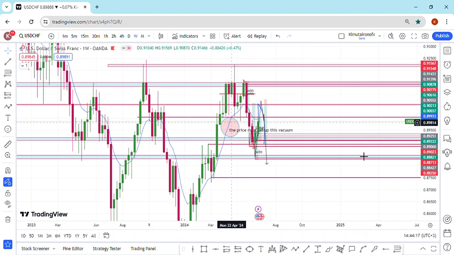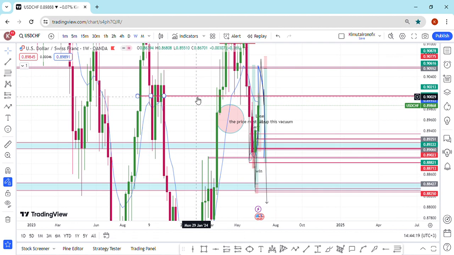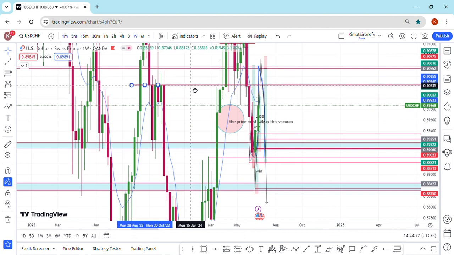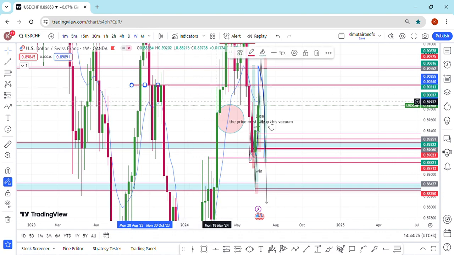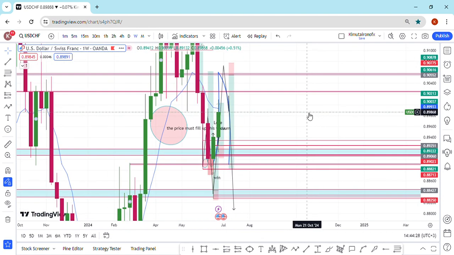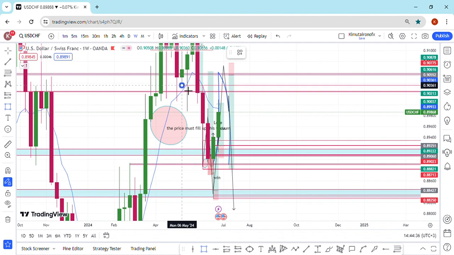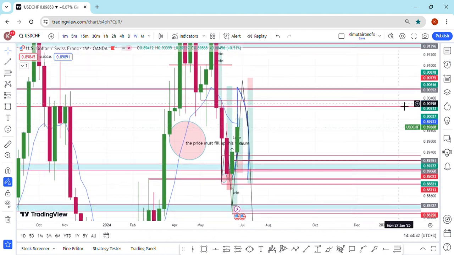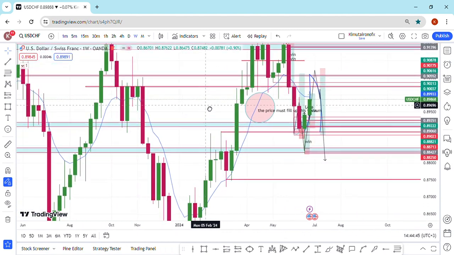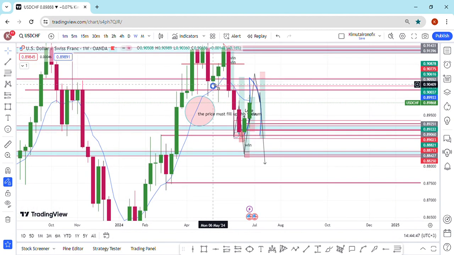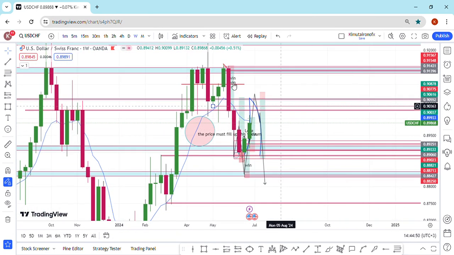If not, this area will be this, because you can see it's a full body enclosure. So this is the area that I'm really expecting to see the reaction of. But generally, I'm still expecting a little bit of a bullish move before we reject off the zones. Generally, the weekly time frame is bearish at the moment.